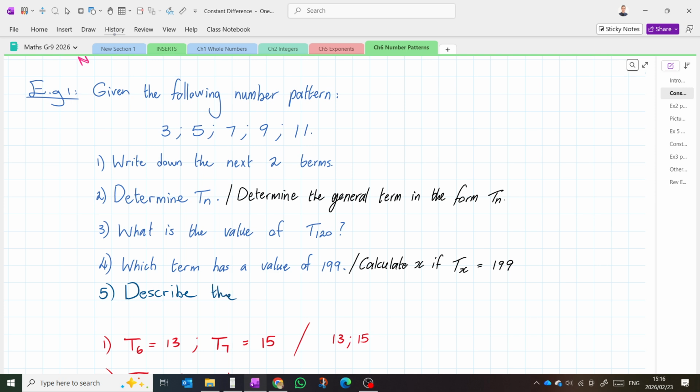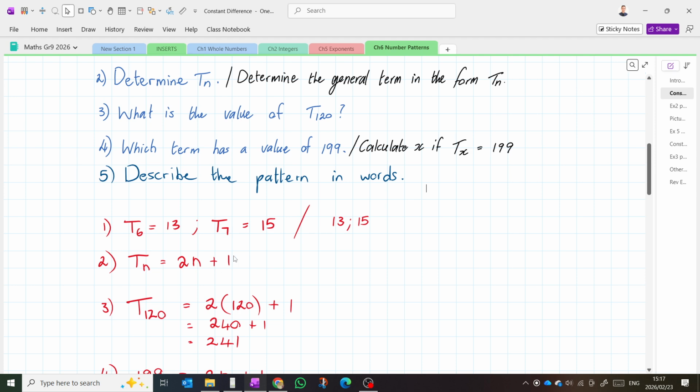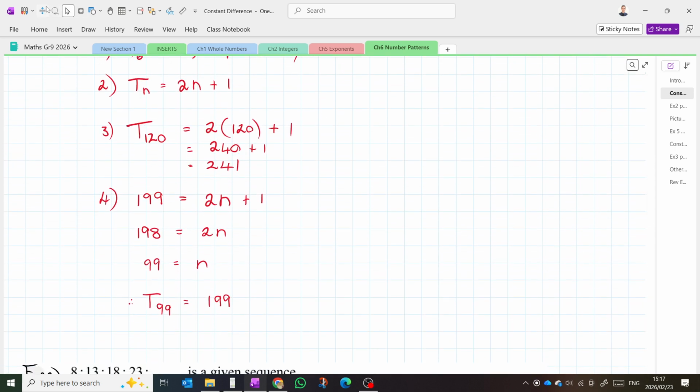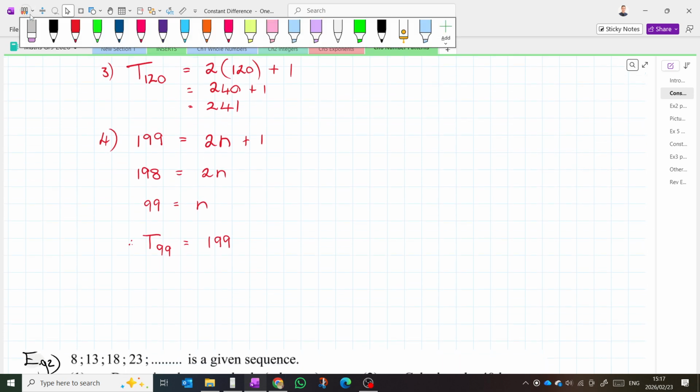Describe the pattern in words. Now, the biggest mistake you make in this question is not telling us where you start. You often tell us you add 2 or whatever the case may be. You sometimes even say 2n plus 1 and you write it out in words. That's not the right way to approach this question. We want you to tell us in words where we're starting and what we are doing to get to the next term. So if I had to put it in words, I would write it as follows.